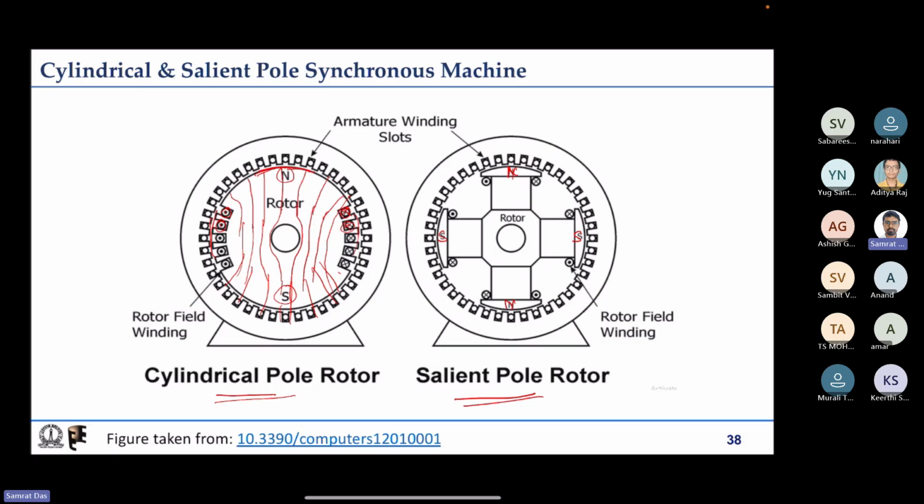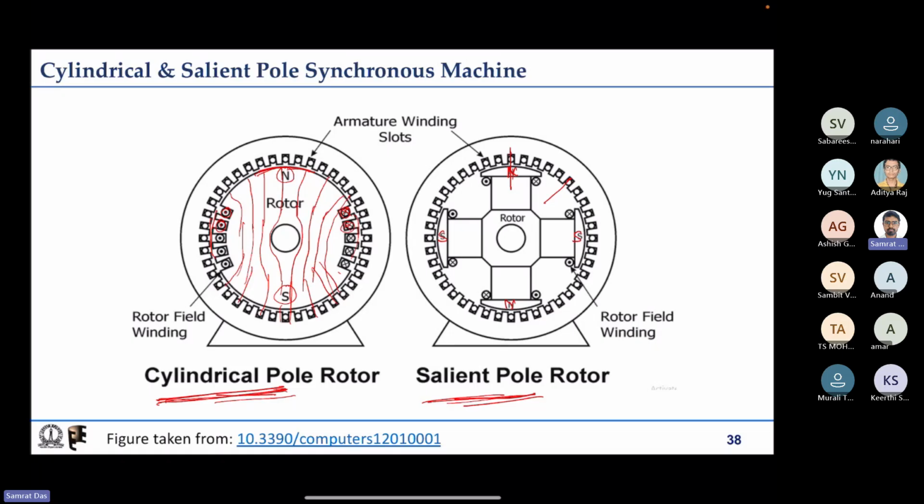Because the rotor is cylindrical, it is known as a cylindrical pole rotor and a cylindrical pole synchronous machine. Similarly, if the poles are salient, that is, under the pole and in the interpolar region the air gaps are quite different, that is a salient pole rotor. And if we have this type of rotor in a machine, that is known as a salient pole synchronous machine.